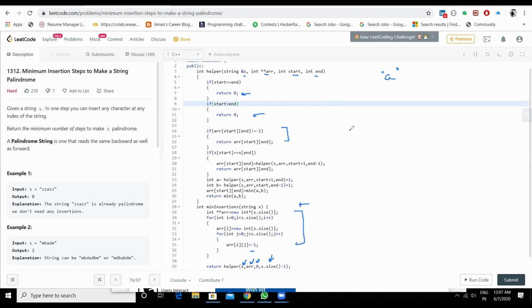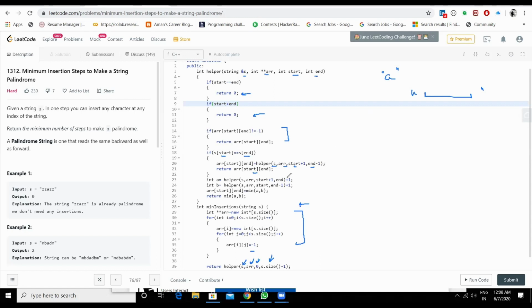Now I had two choices. Firstly, if my starting element and the ending character are equal, my task is left for the remaining substring. So I'm comparing: if the starting character matches the ending character, I just need to calculate for the middle substring. I'm calling my helper function with the starting index as start plus one and the ending index as end minus one, storing my answer, and returning it.